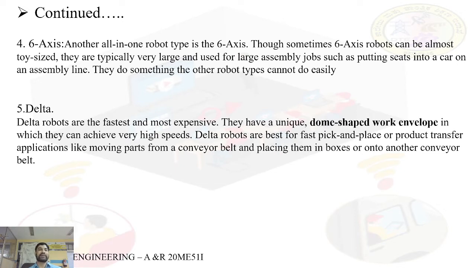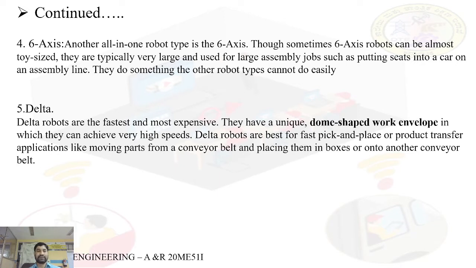So next one is the Delta robot. The Delta robots are the fastest and most expensive. If you compare all these remaining robots, the Delta robot is the costliest and fastest one. They have unique dome-shaped work environments. Dome means half of the sphere.